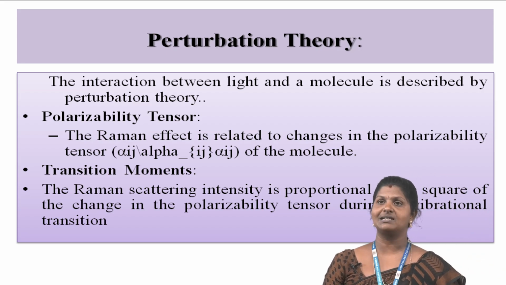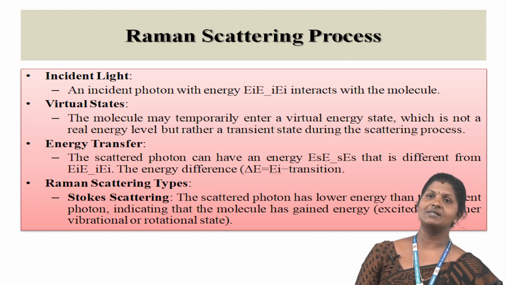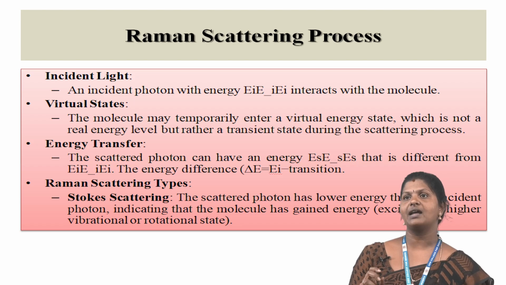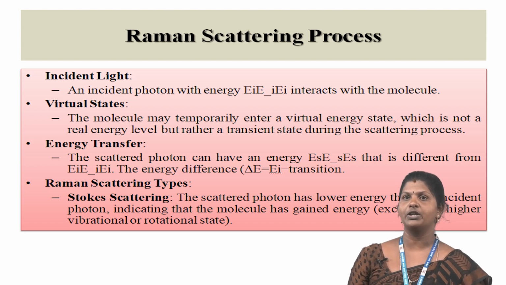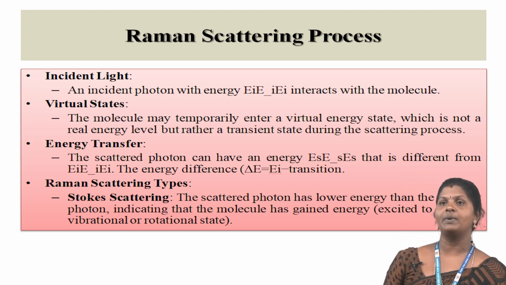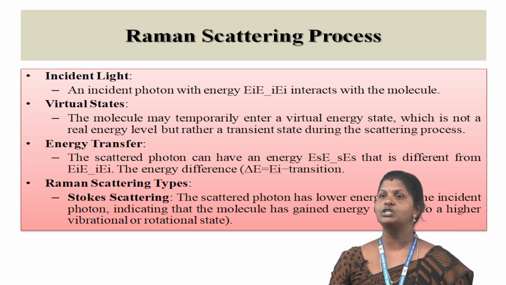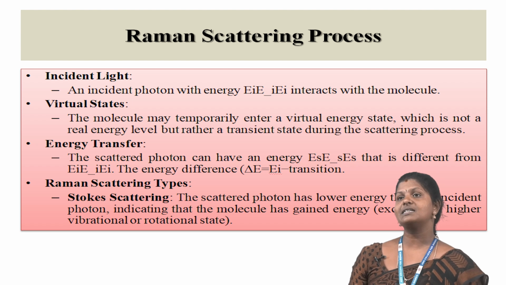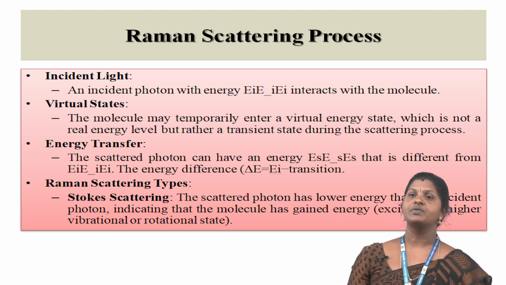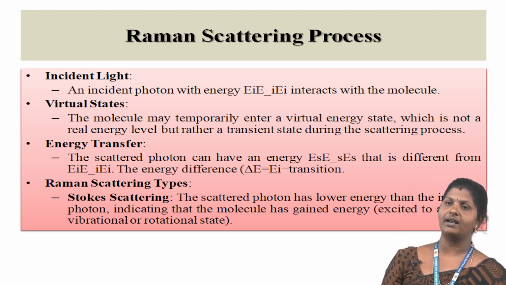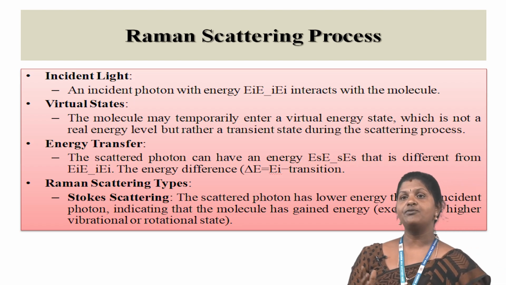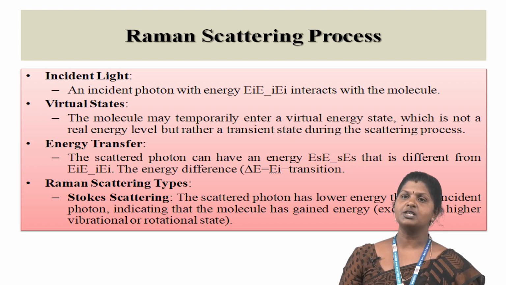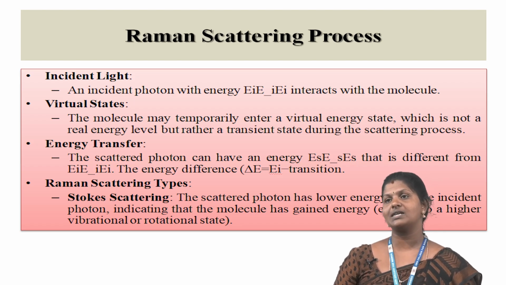during the vibrational transition. In the Raman scattering process, the incident photon with energy E_i interacts with the molecule. The molecule may temporarily enter a virtual state, which is not a real energy level, but rather a transition state during the scattering process. The scattered photon can have an energy that is different from E_i. The energy difference corresponds to the energy of the vibrational or rotational transition.